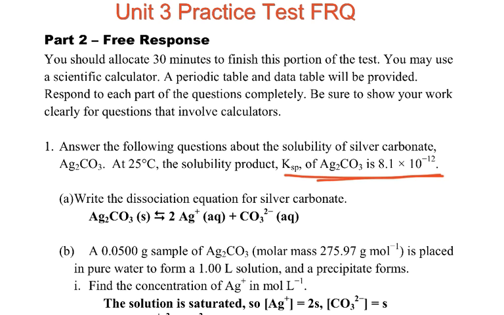So first is write the dissociation equation for silver carbonate. So we're just saying, what is the equation that goes along with the idea of Ksp? And that is silver carbonate solid breaks up into two silver ions and a carbonate ion. So this is an easy question.